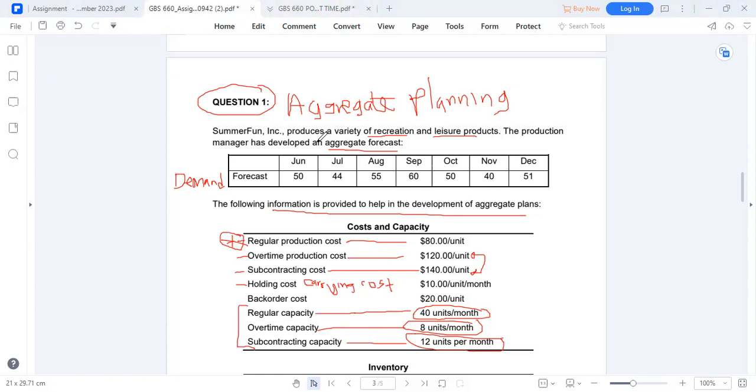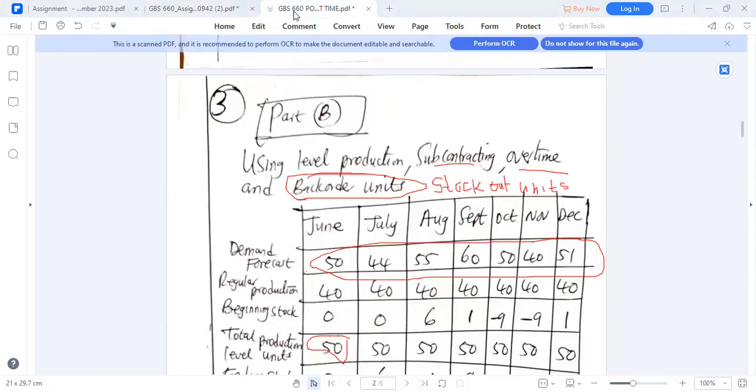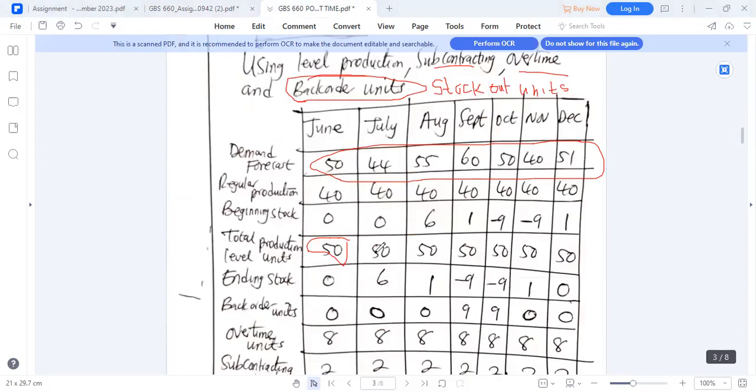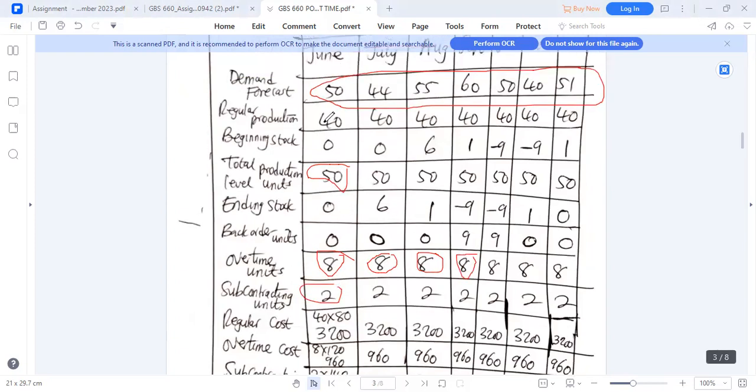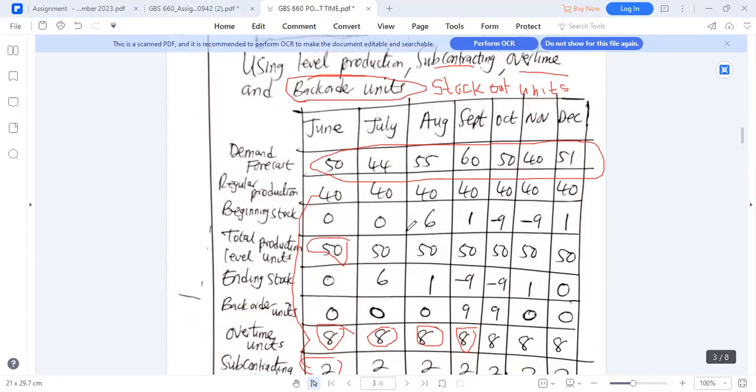So from a total production of 50 units, we are supposed to produce the total of 50 units. And then meaning that from the total 50 production, the overtime should be constant. It should be 8, 8, 8, and the 2 here, it will come up to 40. So 40 plus the 8 plus the 2 will give us a total production of 50 units per month.